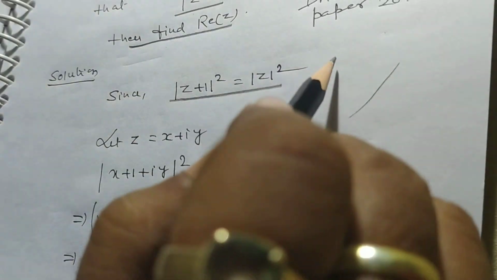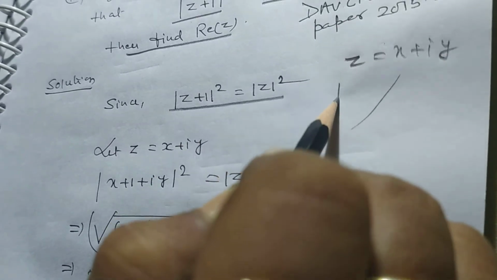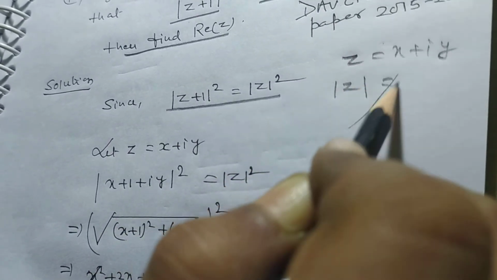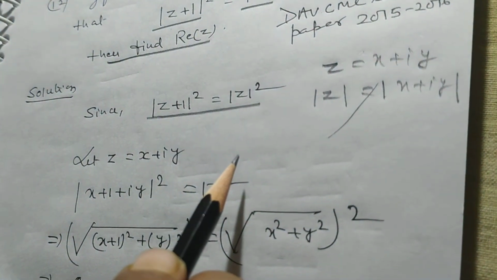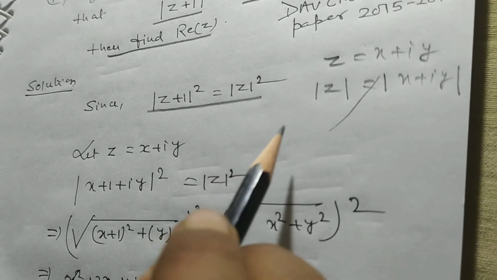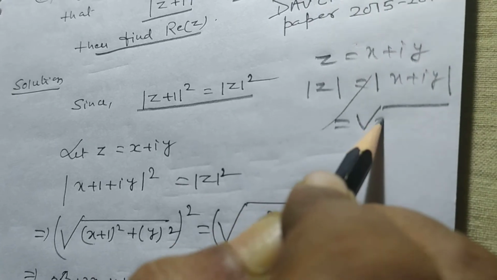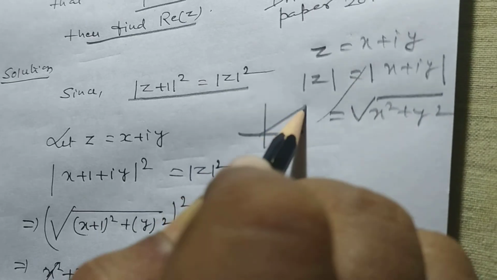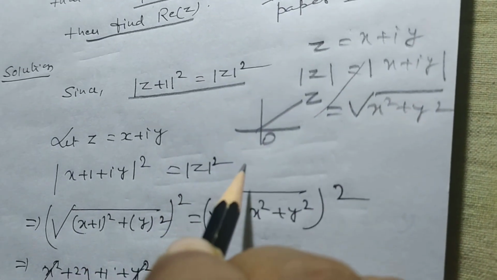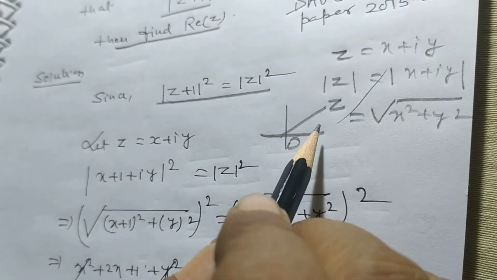Now my dear student, we have a very, very important formula. z is equal to x plus iy. So mod z is equal to mod of x plus iy, and mod z is also equal to root of x square plus y square. It is the distance of a complex number from the origin. This is the mod.